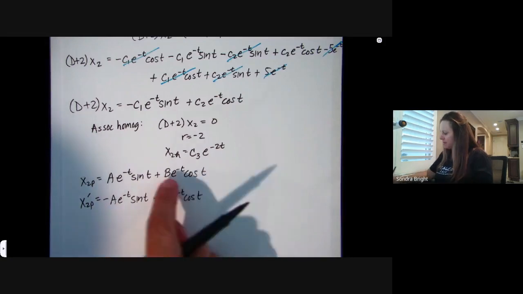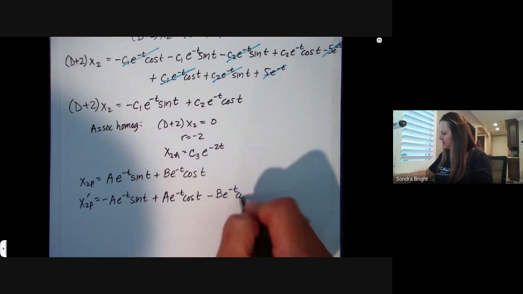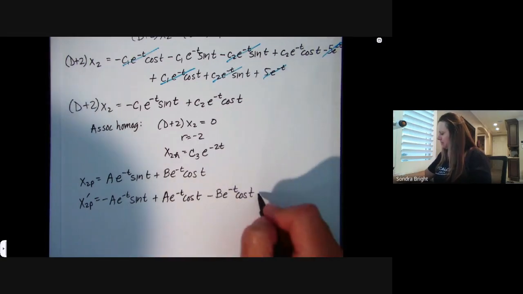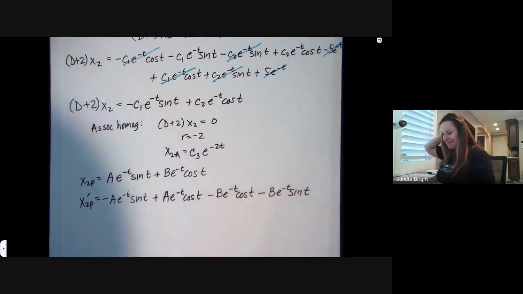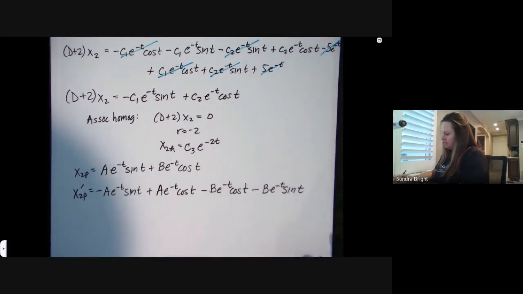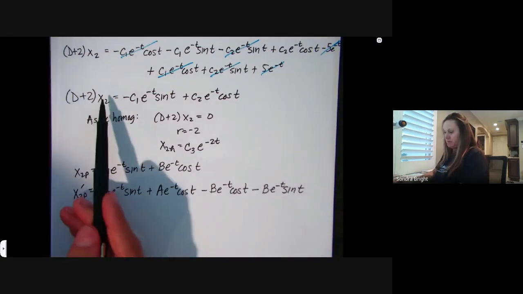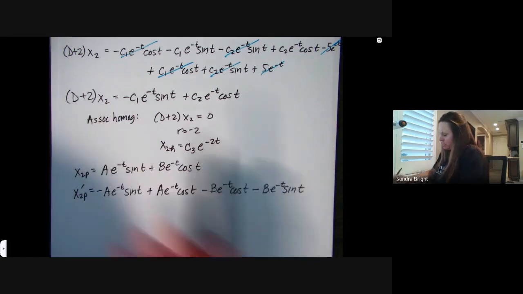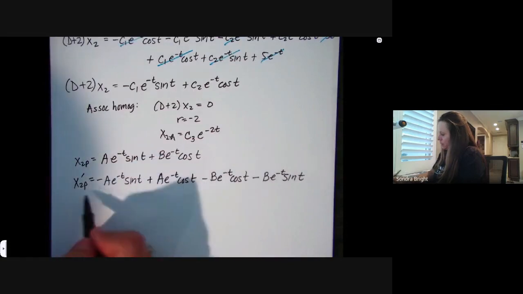That means it's a minus b e to the negative t cosine of t and a minus b e to the negative t sine of t. Yes? And so we've got that d plus 2 operating on x2 is equal to, so the derivative would be this guy.